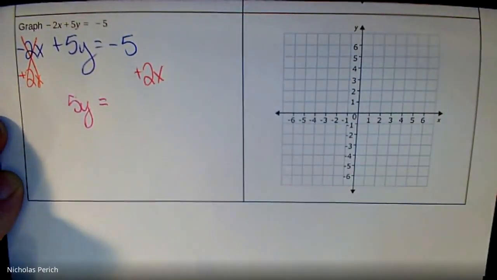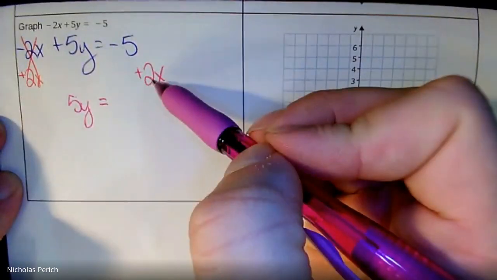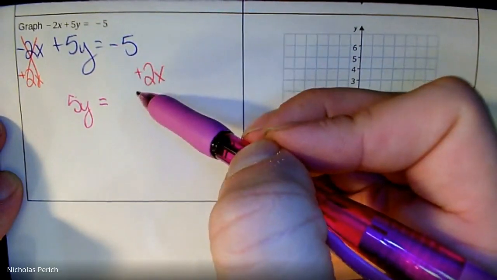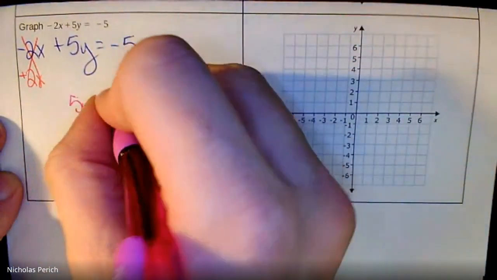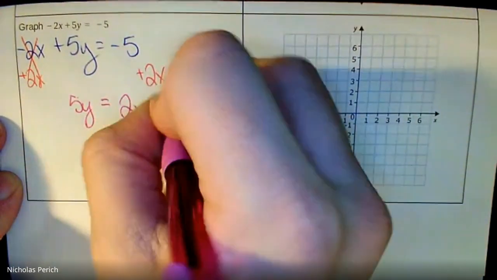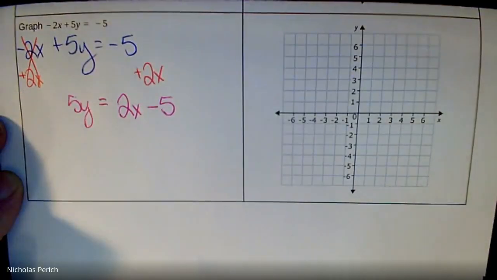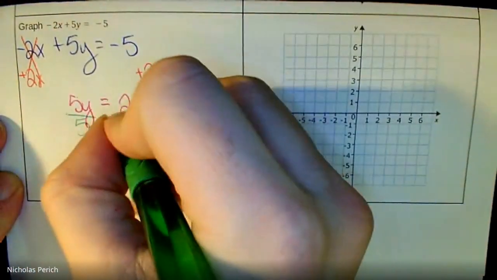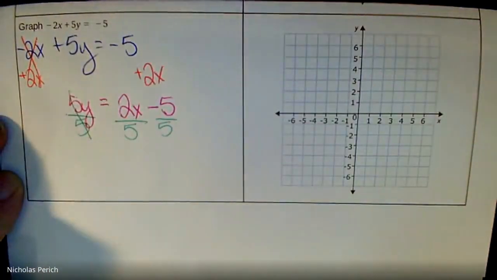Do they combine? No, because this has an x and that one doesn't. Which one should I write out first? The 2x, of course. So I'm going to add 2x minus 5. Now, is y all by itself? No, I have to get rid of 5 by dividing everything by 5.